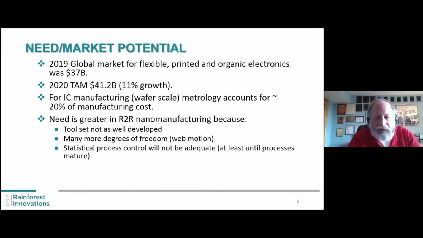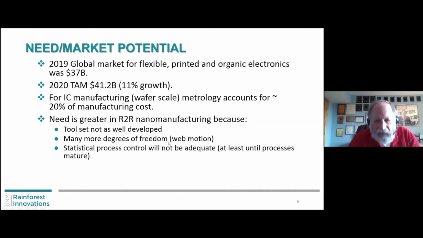Okay, so here's some idea of the market. In 2019, the global market for flexible printed and organic electronics was $37 billion. It's growing at 11% a year. For IC manufacturing, metrology now accounts for about 20% of the manufacturing cost. But in roll-to-roll, it's going to be worse because the tool set is not nearly as well developed.